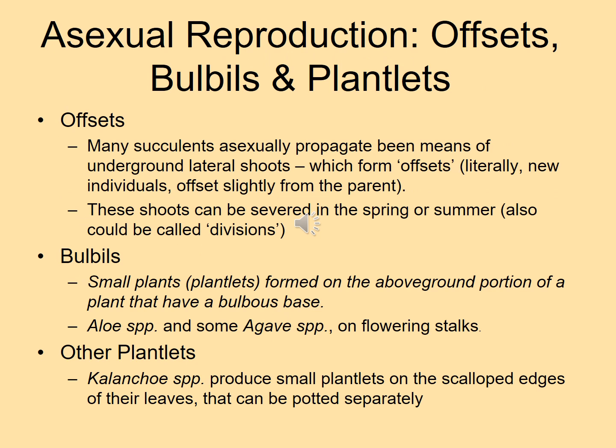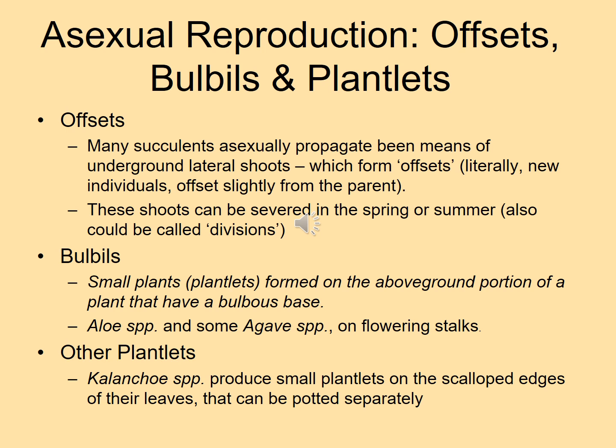Some other forms of asexual reproduction for propagating cactus and succulents. They have their own ways of asexually reproducing. I've mentioned some of them before, but plants can produce these offsets. They're little baby clone pups that are connected to the mama plant, growing set off slightly from the parent plant, and they start to form their own roots, and they can be cut off, and you can have divisions from them.